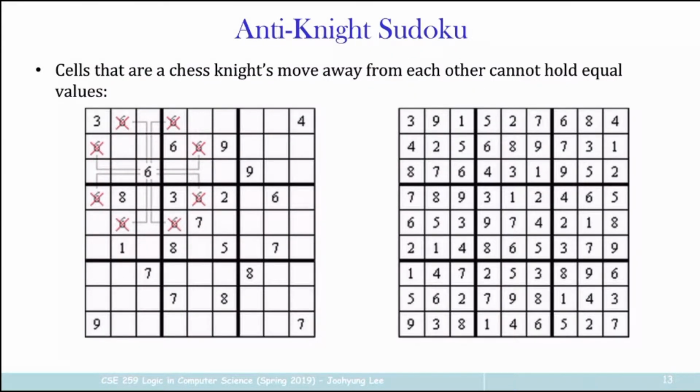Now let's look at the next puzzle, which is anti-knight Sudoku. In addition to the basic requirement, we also have the requirement that you cannot have the same number in a knight's move position. A knight goes maybe 2 positions vertical and 1 position horizontal, or 2 positions horizontal and 1 position vertical, right? So for instance, if we place 6 here, that means these 8 positions cannot have the same number 6.